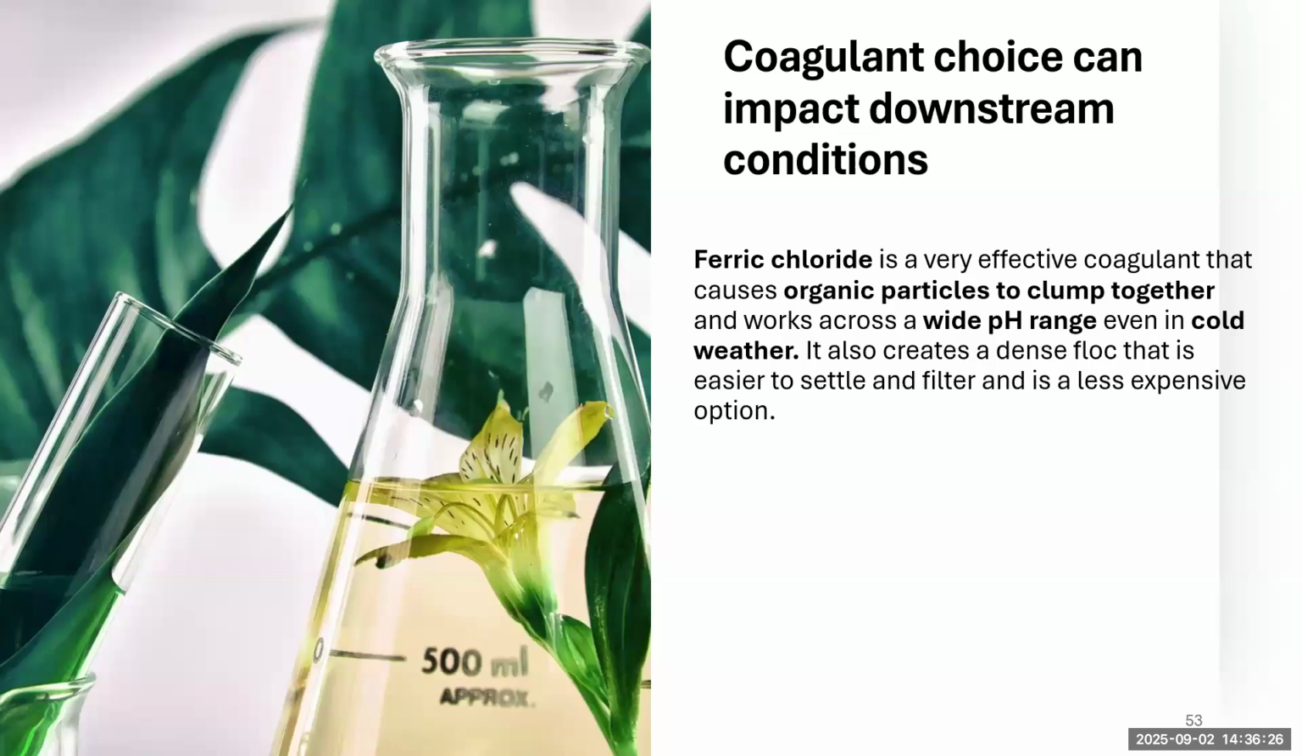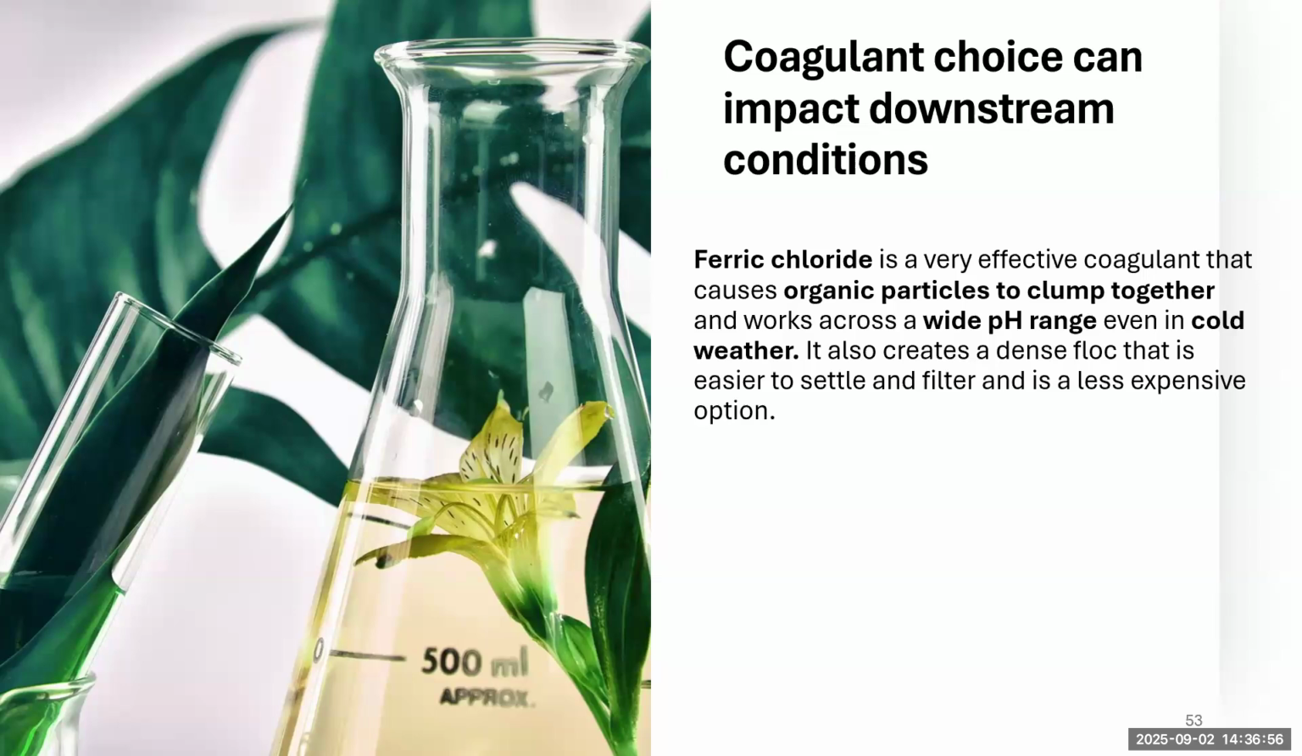Also, we have to remember that different coagulant choices can impact the downstream condition. For example, we talked about disinfection byproduct formation. If you don't get good removal, that example of the charge neutralization feature when you use alum at a very low pH, you're removing organics that could go downstream and cause disinfection byproduct problems.